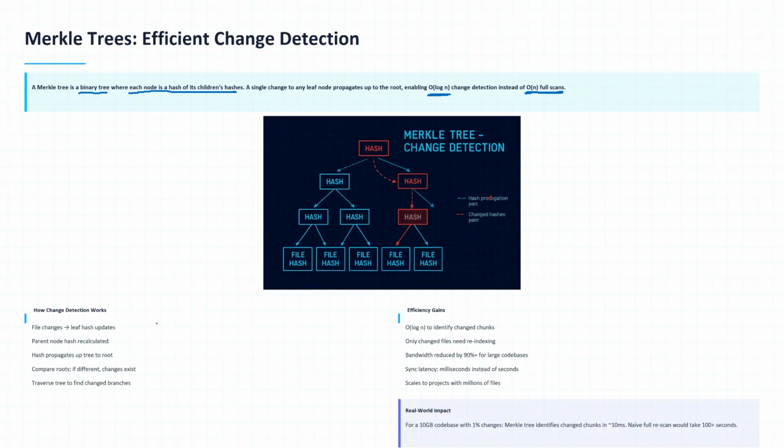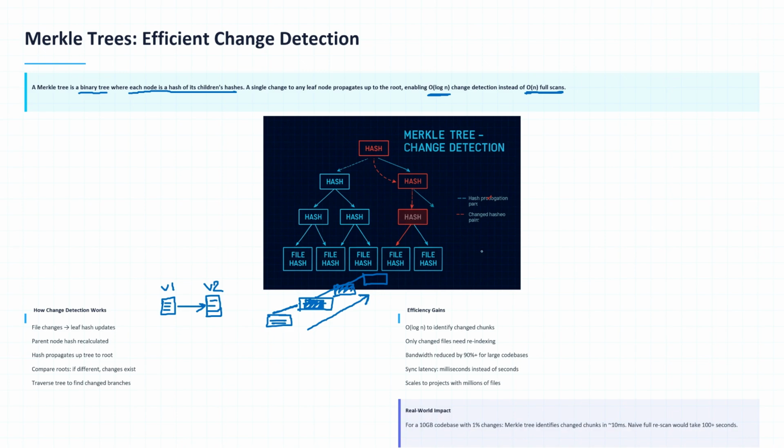So how does this change detection work? Let's say there is this file, and something has been changed. So this is v1, this becomes v2. So the leaf hash updates for the specific code chunk that has been changed from this file to this file. Then the parent node hash is recalculated. So it has been updated. So I'll just color this up in this way. And this hash propagates up to its root. So these hashes propagate up the tree till the root. It starts with the leaf node and goes this way upward.